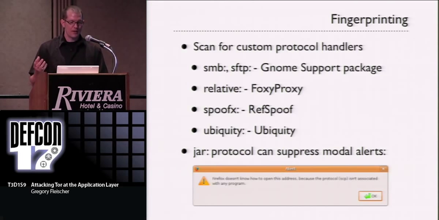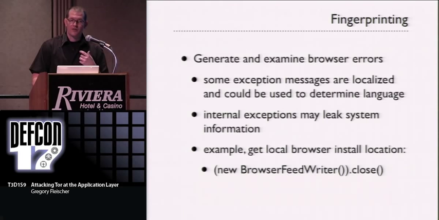We can also scan for custom protocol handlers. SMB and SFTP are installed by the GNOME support package. There's a relative file protocol handler installed by FoxyProxy, and so on. Normally, these generate these really annoying browser pop-ups, these modal windows that say, oh, I don't know how to handle this. But by wrapping these requests in a specific JAR protocol, we can actually suppress those. So this can be done completely silently.